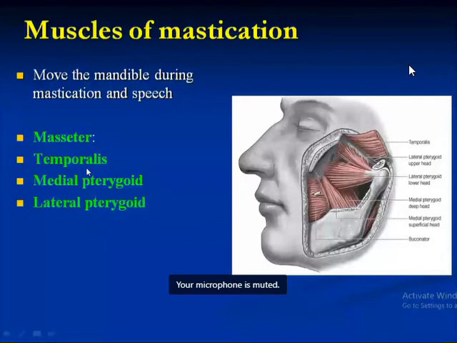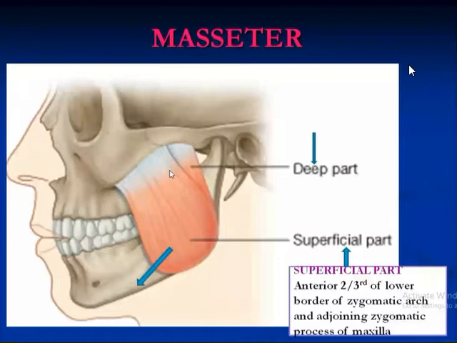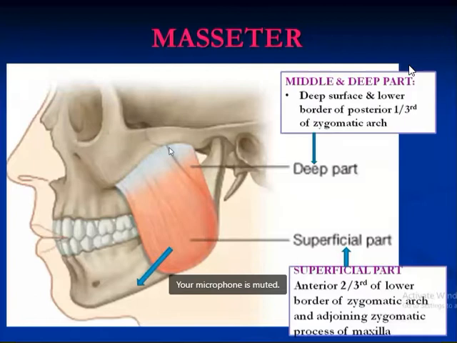Now you can see two different origins here: the origin of the superficial part and the origin of the deep part. The superficial part arises from the lower border of the zygomatic arch, the anterior two-thirds. The deep part also arises from the zygomatic arch, but from the posterior one-third. Combining these two, it arises from the lower border and the deep surface of the zygomatic arch, both the deep and the superficial.